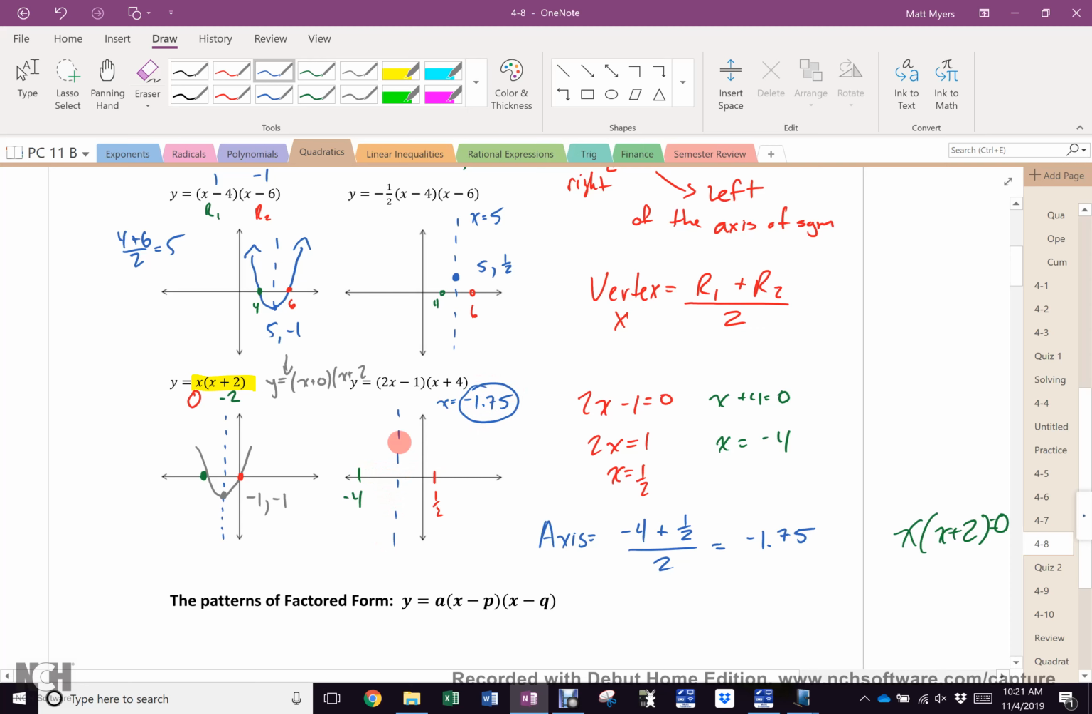Sub it back in, right? We know this is negative 3.5, yes? 2 times negative 1.75. What is negative 3.5 plus 1? Negative 3.5 plus 1, guys. Please. What is negative 1.75 plus 4? It's the same as 4 minus 1.75. If you had $4 and you spent $1.75, how much would you have left? $2.25.